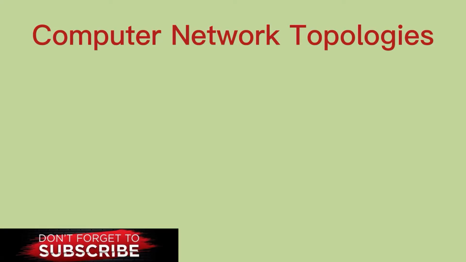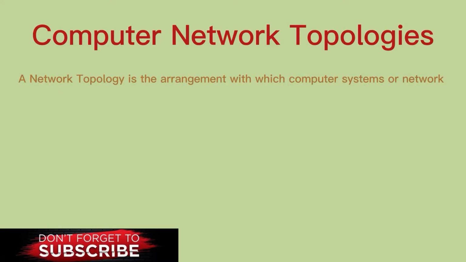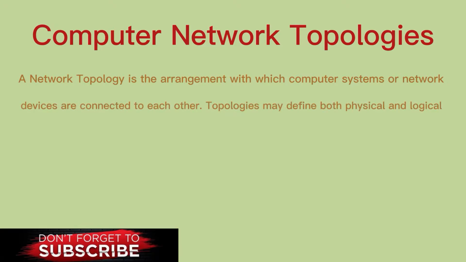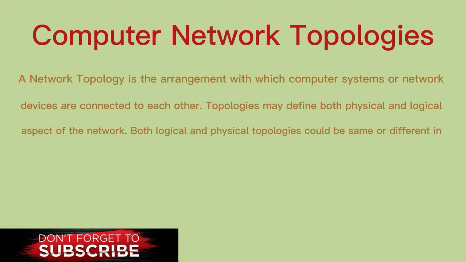Computer network topologies. A network topology is the arrangement with which computer systems or network devices are connected to each other. Topologies may define both physical and logical aspects of the network. Both logical and physical topologies could be the same or different in the same network.